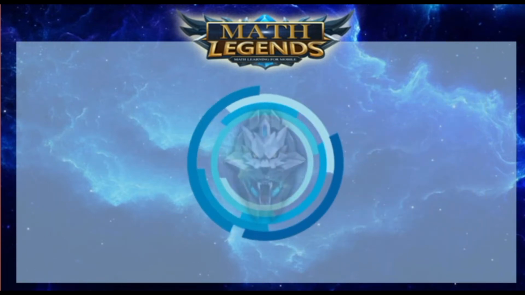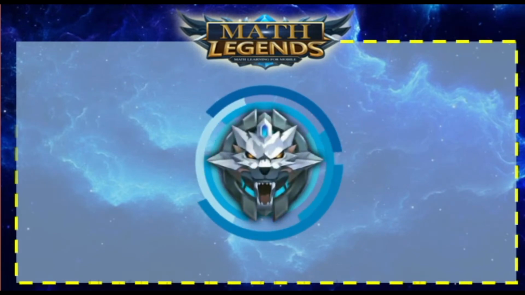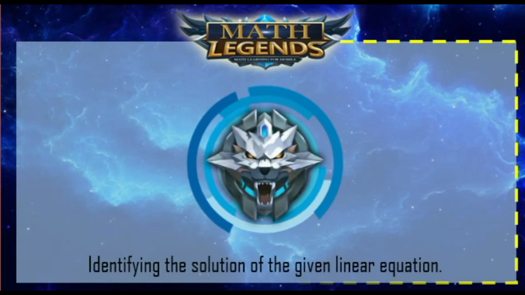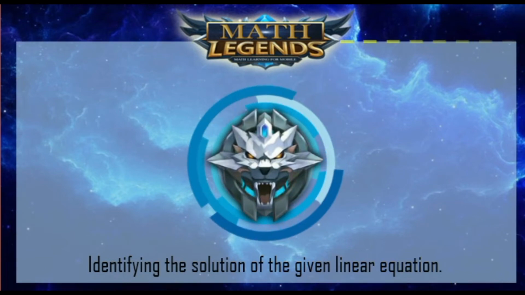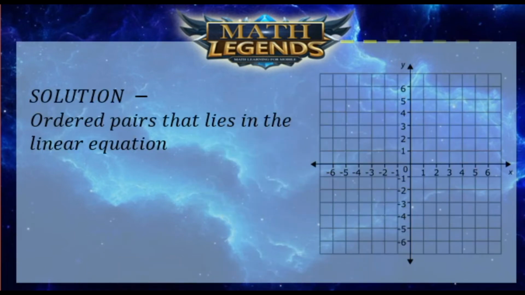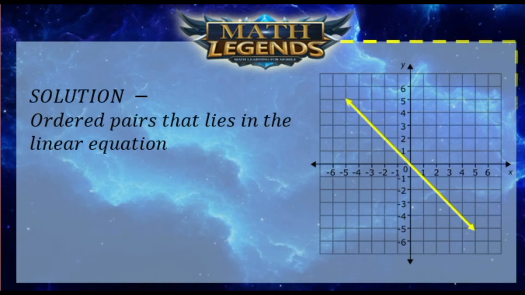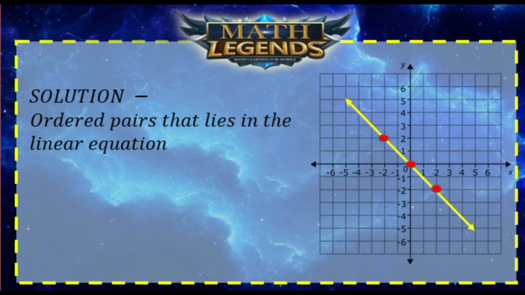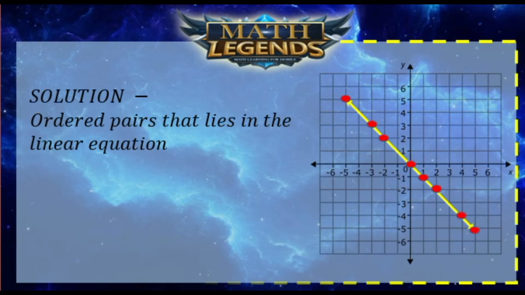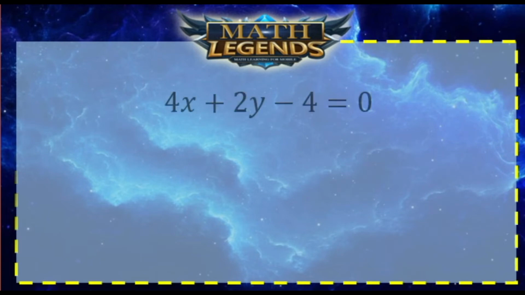Now let us have the next lesson, which is all about identifying the solution of the given linear equation. When finding the solution, it is the ordered pairs that lie in the linear equation. Given the line, all the points that can be found along the line are considered the solution. Now let us try to find it in a given linear equation.